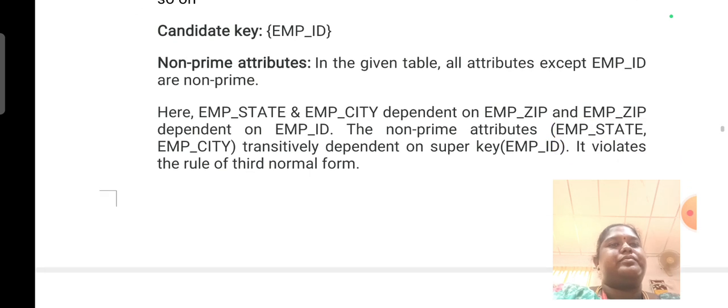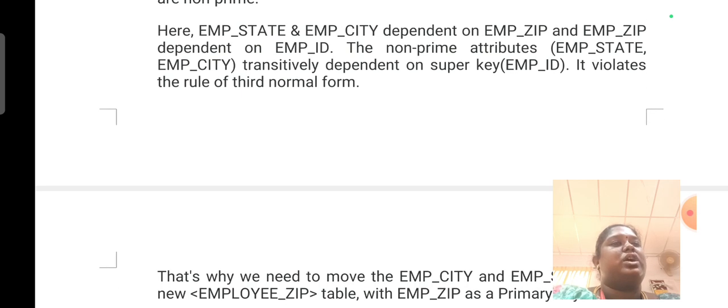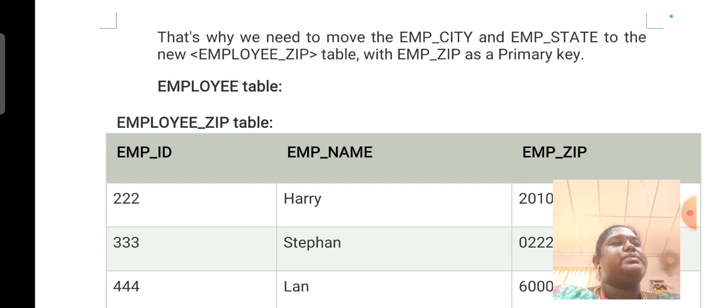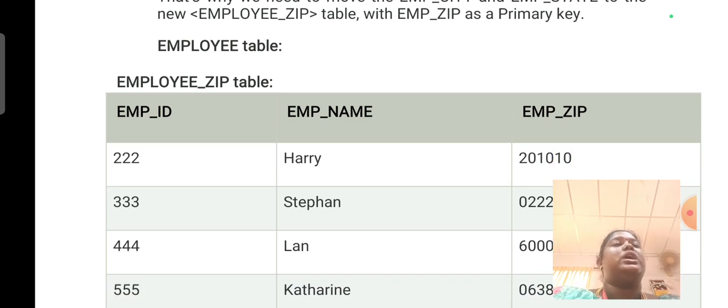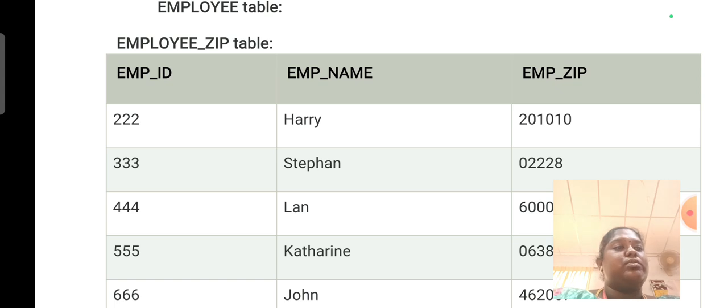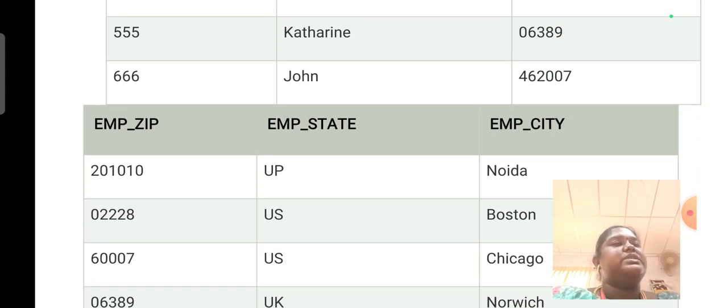Here employee state and employee city depend upon the zip, but zip depends on employee ID. The non-prime attributes, employee state and employee city, are transitively dependent on the super key employee ID. This violates the third normal form rule. That's why we need to move the employee city and state to a new zip table with zip as the primary key. Now employee ID, name, zip is in one table, the employee table, and zip, state, city is in the second table.